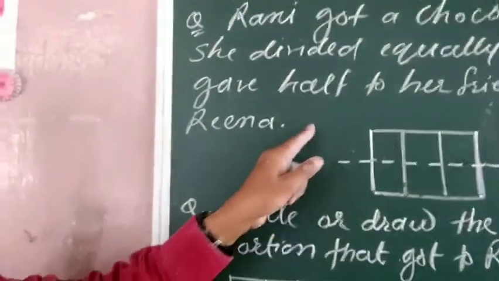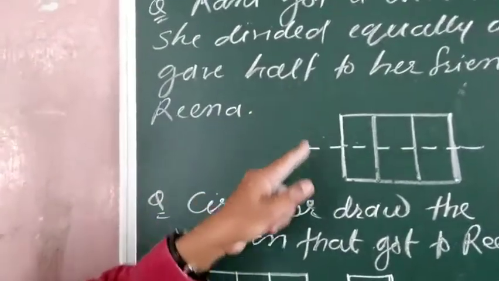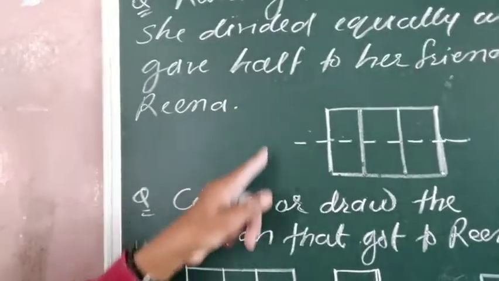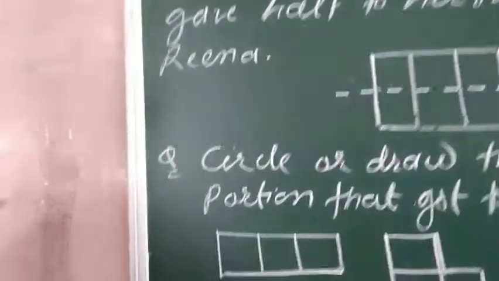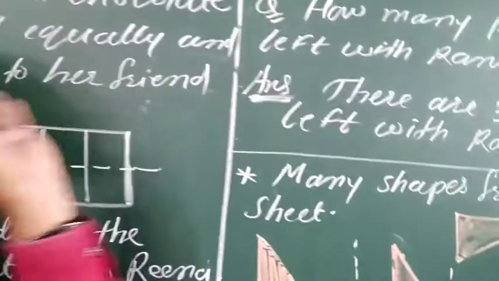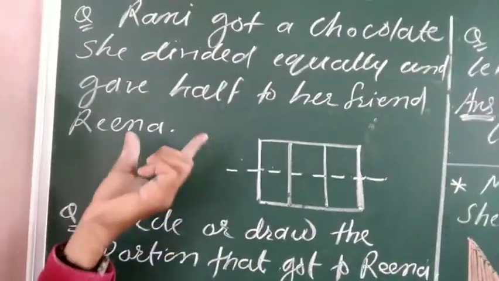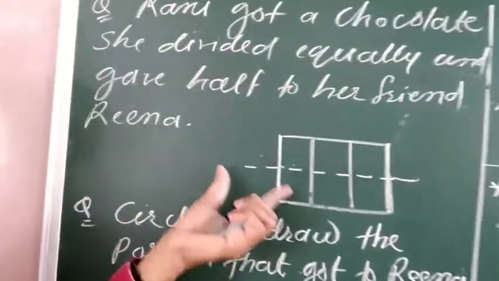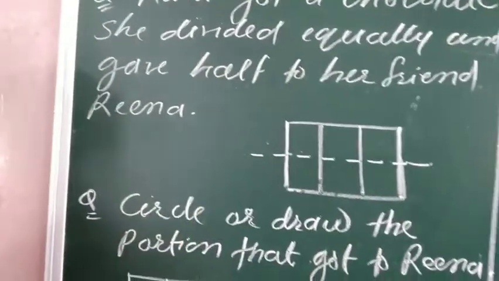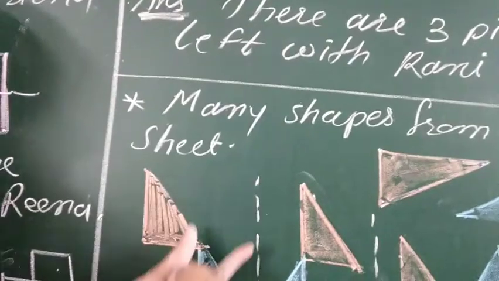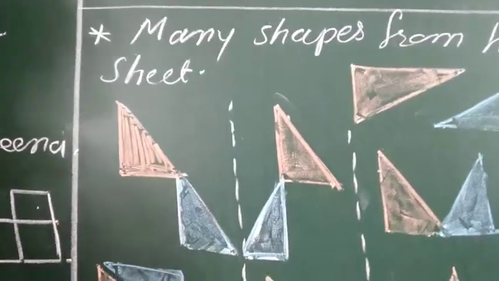So in today's class, first of all, in the first question we discussed the half of a chocolate, and then how many pieces there are in total, and out of these, how many pieces are in Rina's part, and how many pieces are in Rani's part. Meaning, whenever you are making the half of anything, what part will be left with her, what part is left with her, and what part must she share with her friend. And in question 2, we discussed how to make different shapes by using the half sheet.